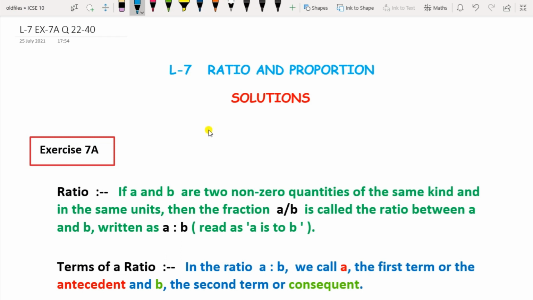As per the thumbnail, this video is of ICSE 10th board covering the course from RS Agarwal. Here we are going to solve exercise 7a from question 22 to 40 of lesson 7 ratio and proportion. It is also helpful to students using any other books. So it is just important to get the concept clear.